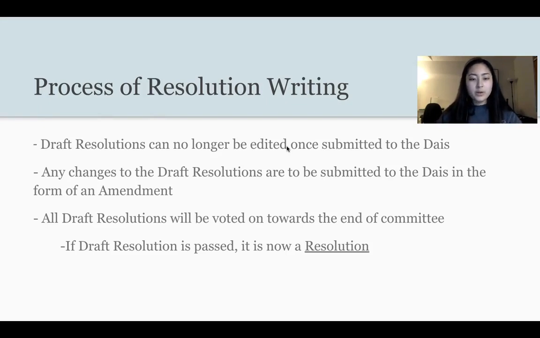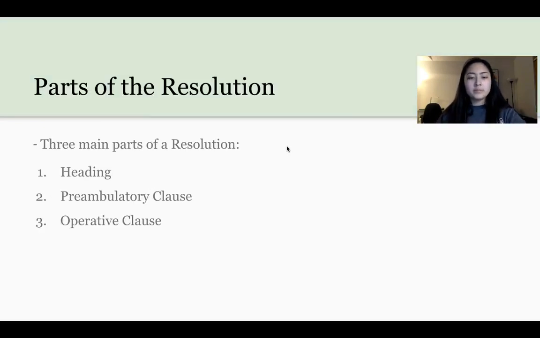So next we will go over the different parts of a resolution. There are three main parts to a resolution: the heading, preambulatory clauses, and the operative clauses. The heading just serves as your title. Preambulatory clauses almost serve as your introduction and your remarks to the issues being addressed, while operative clauses are your plans in fixing the issues.